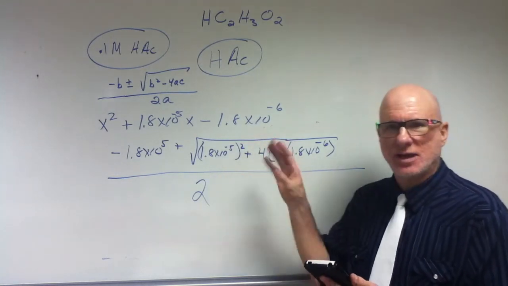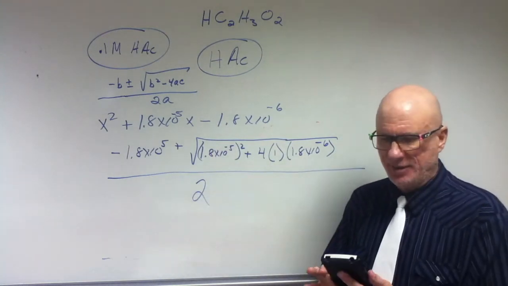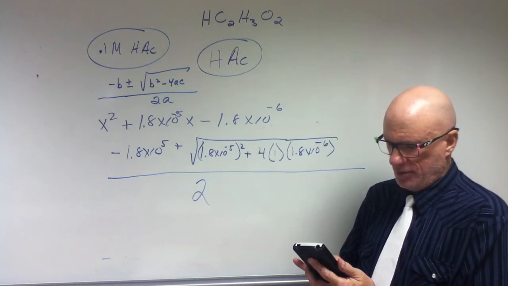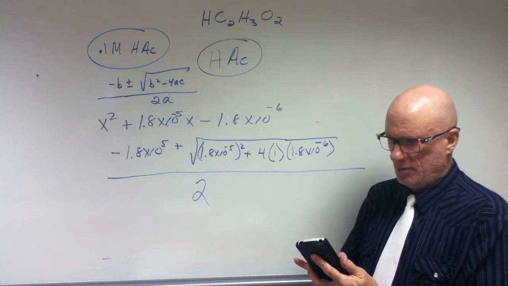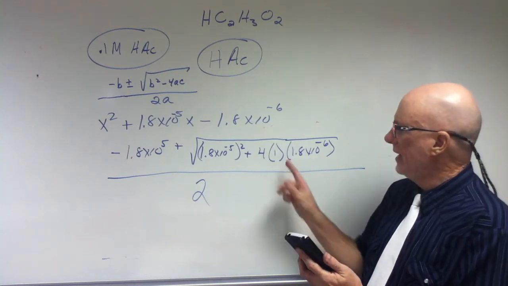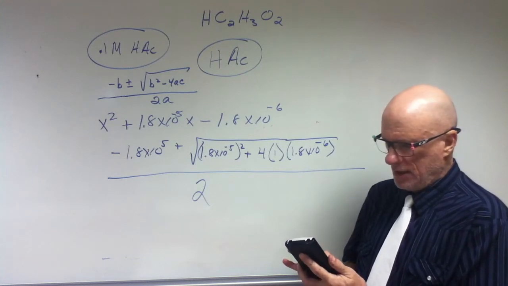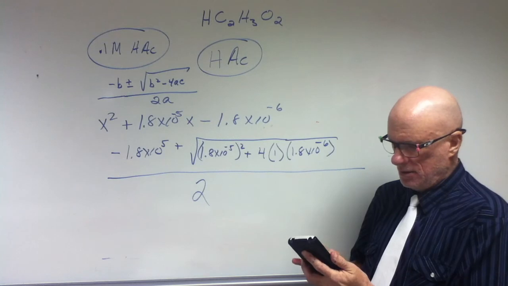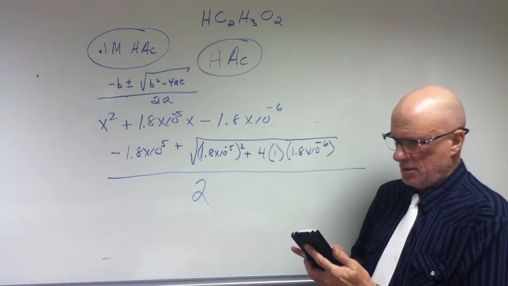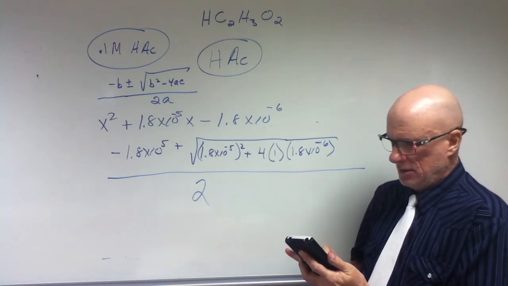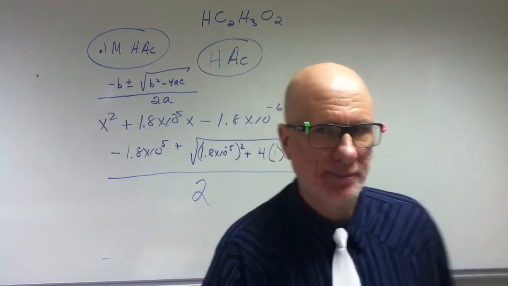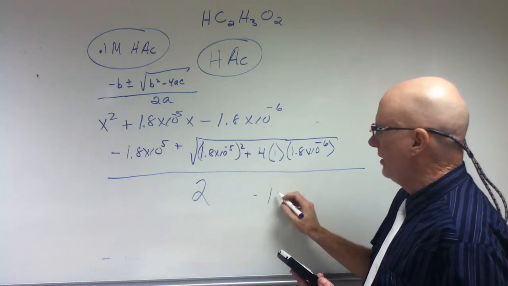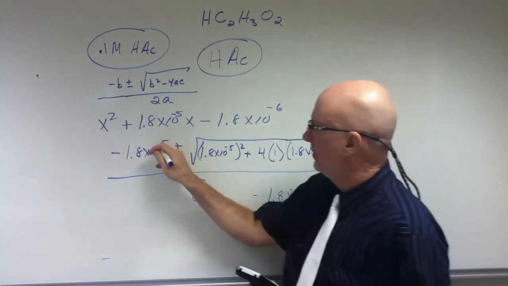Yeah, I like to do this first. It's just habit. Okay. So it's going to be 1.8 times 10 to the negative 5th, squared, right? And then plus the quantity 4 times 1.8 times 10 to the negative 6, equals. What do you guys get for that? 0.00268? Yeah. So that's going to be negative 1.8 times 10 to the negative 5. It's a negative 5 up there.